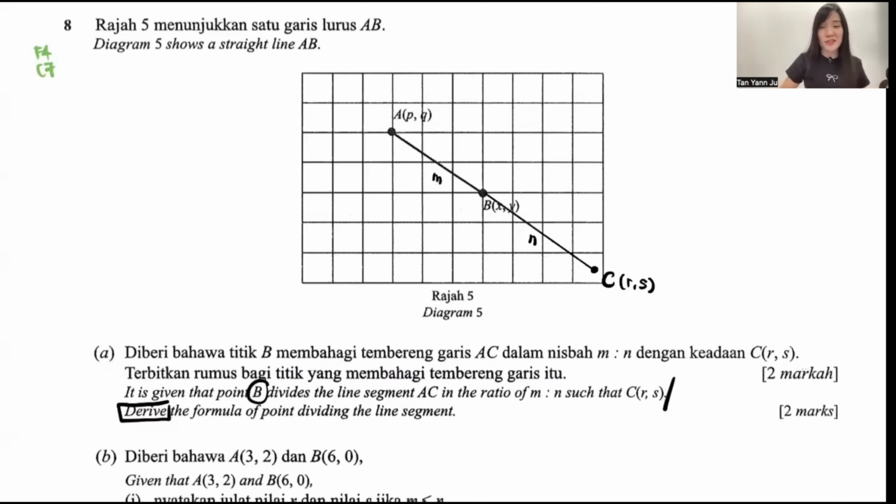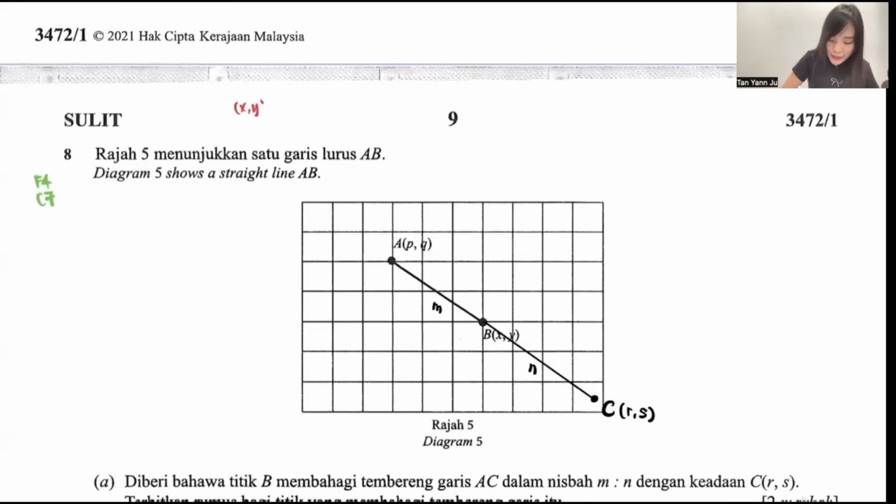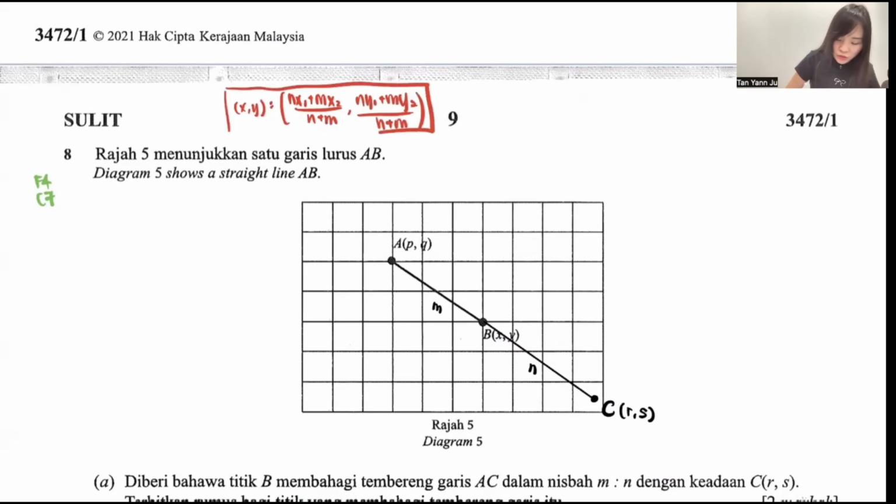If your basic is good, you should know whenever you think about midpoint, you will remember the midpoint formula. But whenever you are not in the middle, but you have a ratio with it, you should think about this formula: XY equivalent to (nx1 plus mx2) over (n plus m), (ny1 plus my2) over (n plus m). This is the formula usually you will use whenever they have a ratio. So now this question asks you to derive this formula out.